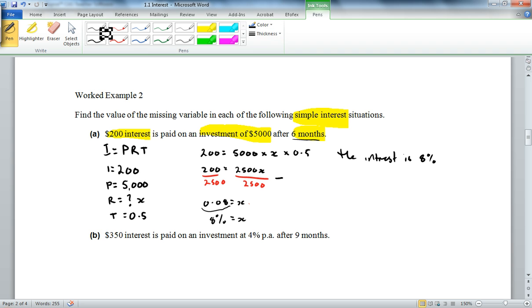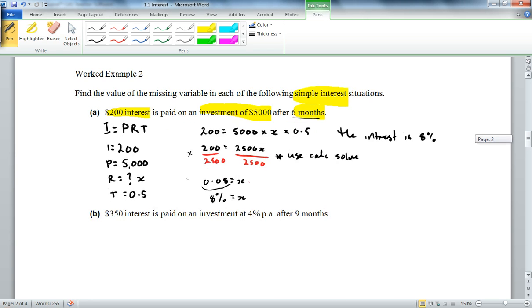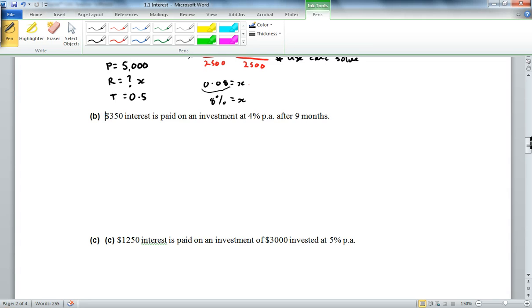So at this stage, we can use calc solve. That way we don't have to transpose the equation and get X by itself, so we can skip this step here, and I'm happy for you to do that on your test. We'll do one quick example here.